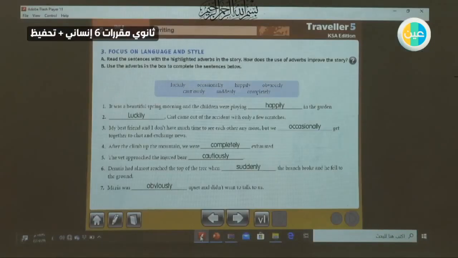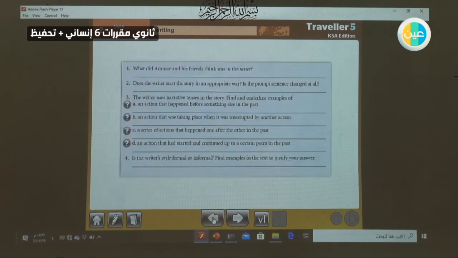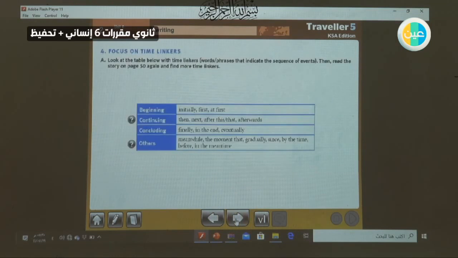We talked before about the adverbs and how they help you to improve your action. Here we will talk about something we call time linkers. Time linkers help you to connect a series of actions together. Some of these time linkers, you can use at the beginning, continuing, or conclusion.